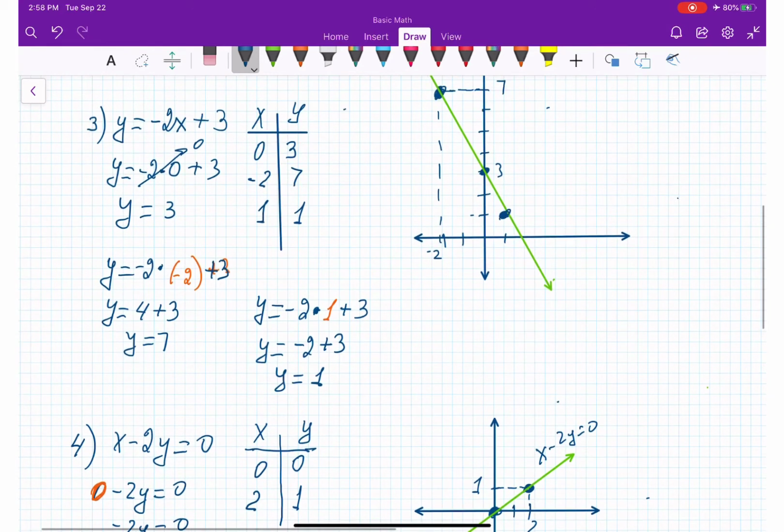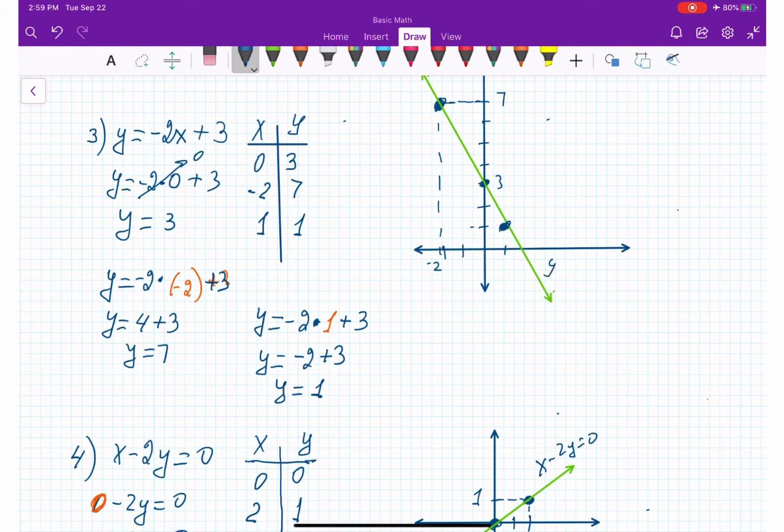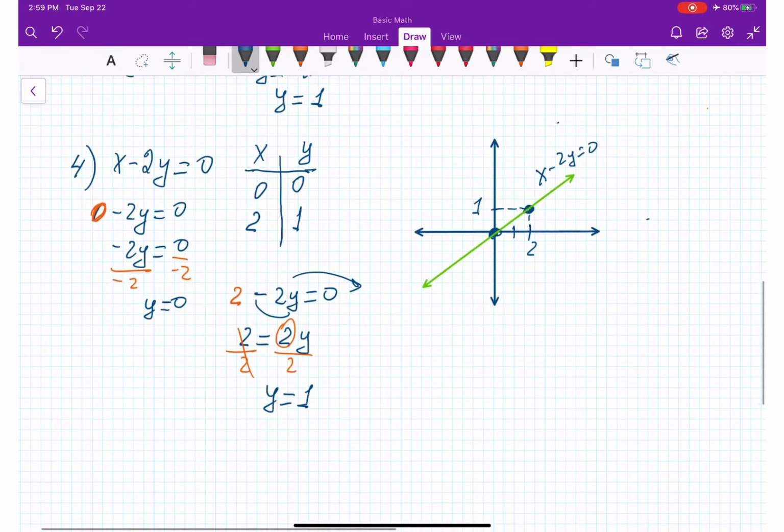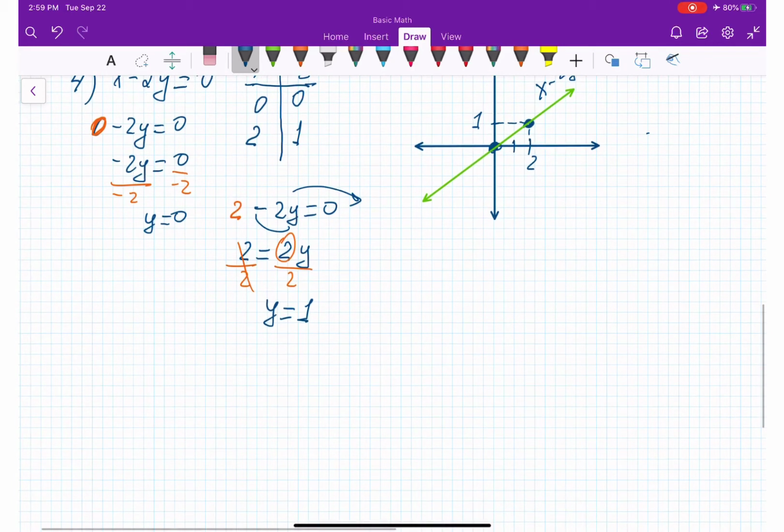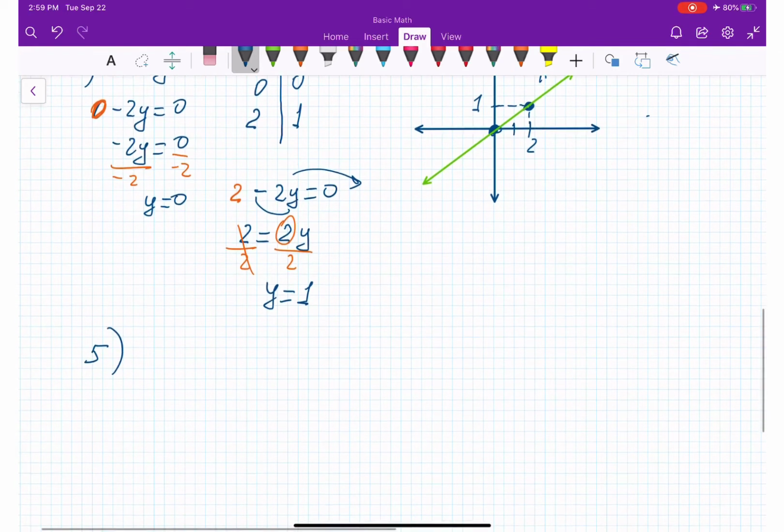Can write down this one also. Y is equal negative 2x plus 3. Okay. Moving to next question. Number 5. What do we have? Y is equal negative 3 over 5x minus 5.